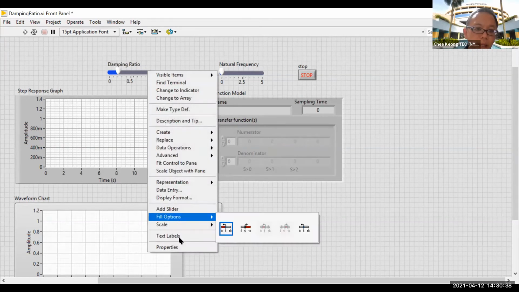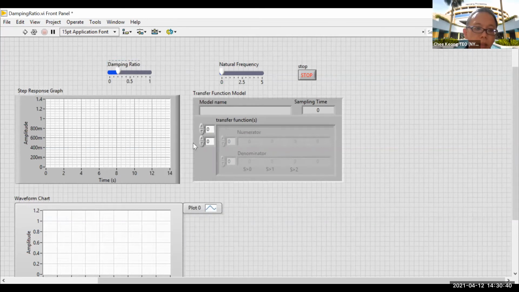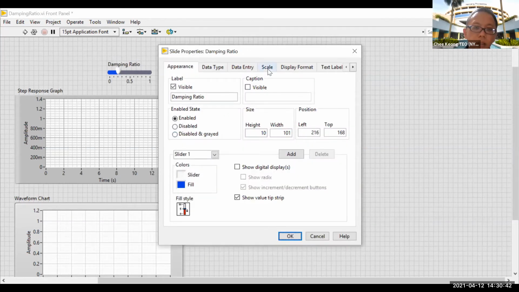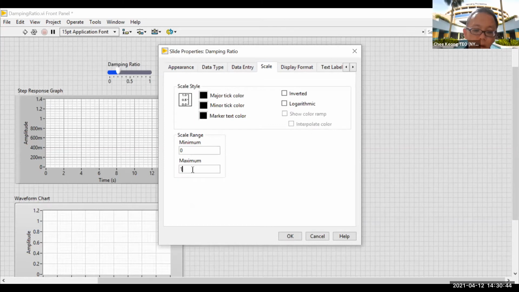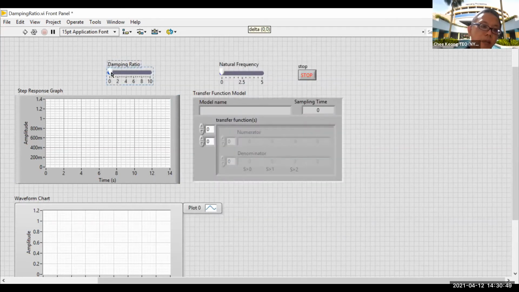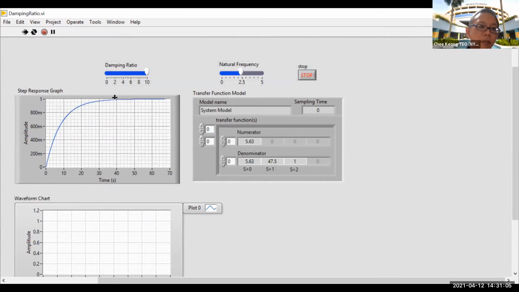If I right click, change the property, then I can change the scale to say instead of 1, I can change it to 10, right? And then you can continue sliding. You can continue sliding the damping ratio from this all the way to overdamped. Of course, the undamped natural frequency, we can just predetermine a value. Let's say I set it to 2.5. Now, if I do a continuous run, this stipulates an overdamped case.